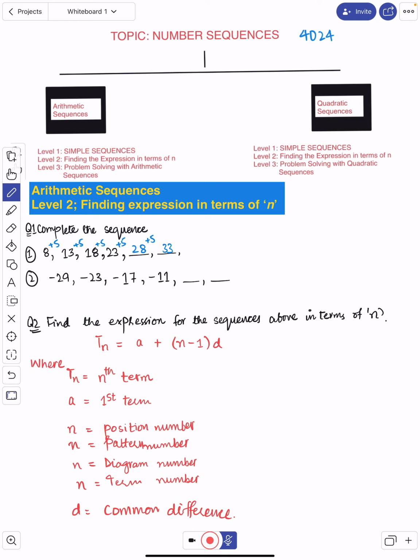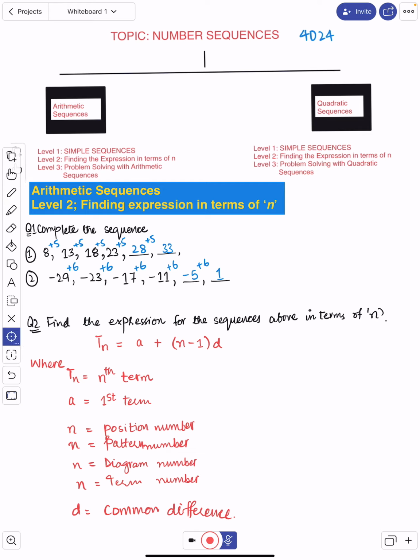Okay, and now next is minus 29 here, and that is minus 23. Of course, in order to get minus 23 out of minus 29, we are going to add plus 6. Minus 17 is to be increased by 6, and minus 11 to be increased by 6. This is going to give you minus 6, minus 5, and hence this is going to give you 1. So hence you have done question number 1.